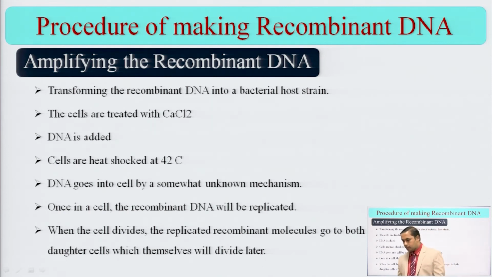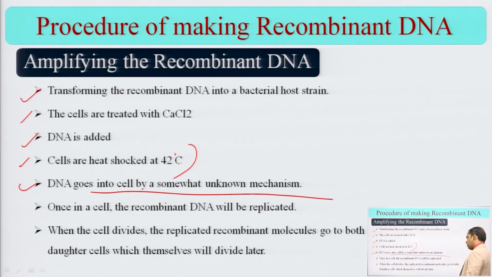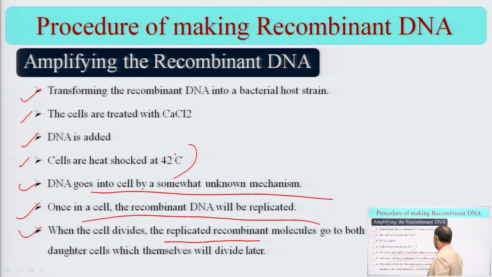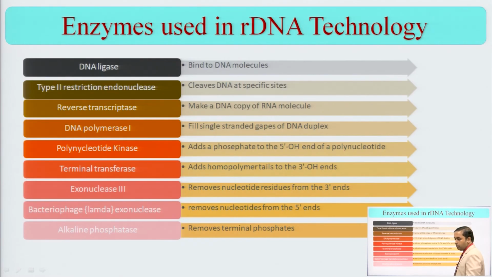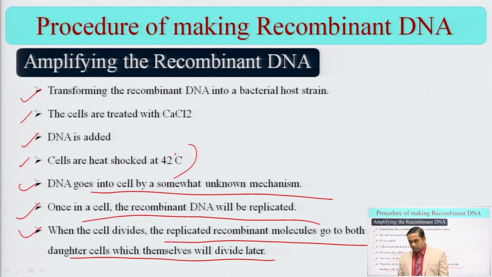After joining, what is next is called amplifying the recombinant DNA, that is, transforming the recombinant DNA into a bacterial host strain. The cells are treated with calcium chloride, DNA will be added, and the cells will be heated up to 42 degrees centigrade. DNA goes into a cell by a somewhat unknown mechanism, and once in the cell the rDNA will be replicated. When the cell divides, the replicated recombinant molecules go to both daughter cells, which themselves divide. Okay, so this is the procedure by which you can make recombinant DNA technology.